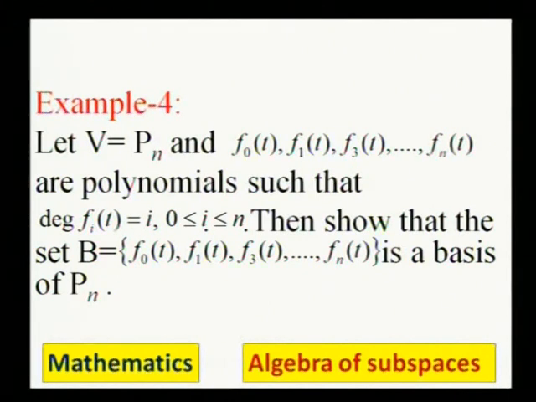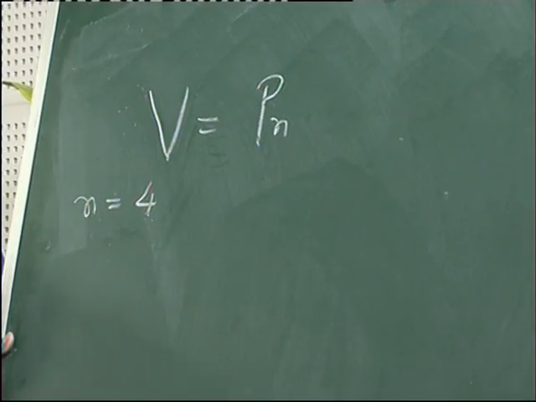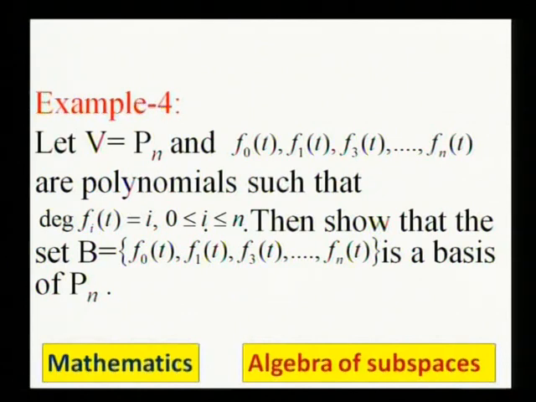Now, here we are given the vector space V equal to Pn, and we are given n plus 1 polynomials f0(t), f1(t), f2(t), up to fn(t), such that degree of fi(t) is equal to i for 0 less than or equal to i less than or equal to n, and we have to show that the set B consisting of all these n plus 1 polynomials becomes a basis. For simplicity, I take n equal to 4, so that we can understand, and then we can generalize immediately.